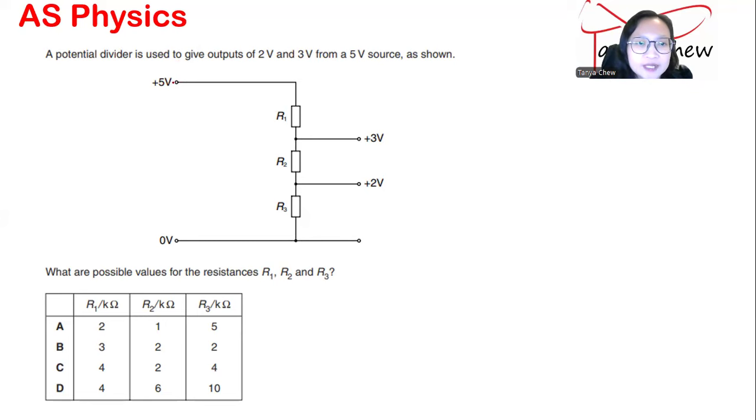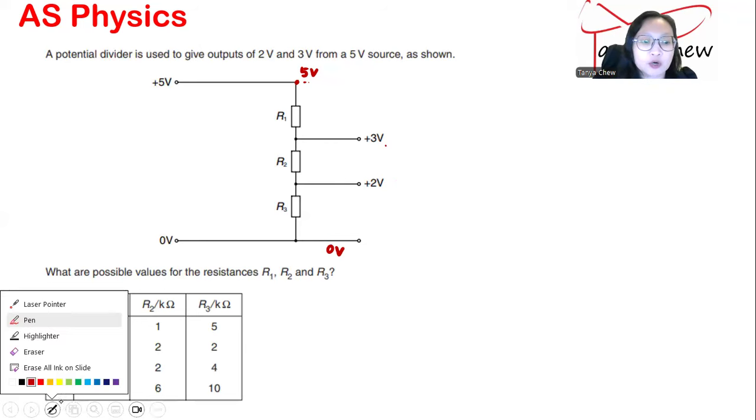I try to extend this. If this is 5 volt, that means this is also 5 volt. This is 0 volt here. I would like to find the potential difference because whatever is given here, the 5 volt, 3 volt, 2 volt, as well as 0 volt, are all called potentials. Potential means the potential at that one point. Potential difference means the voltage across 2 points. See the difference? I would like to find the potential difference across R1.